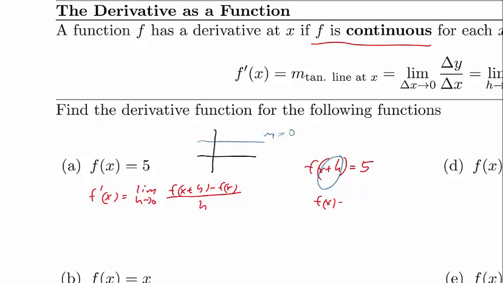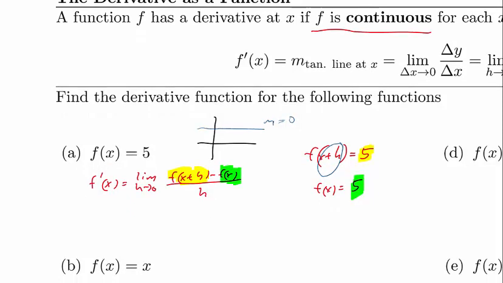Alright, so what is f of x? Well, that is also 5, because it doesn't matter what x equals. The output will always be 5. That's the definition of a constant function. So, what is this guy here? Well, that's this guy here. What is this guy here? That's this guy here. Okay, nice and tidy. So this simply becomes the limit as h approaches 0 of 5 minus 5, all divided by h.